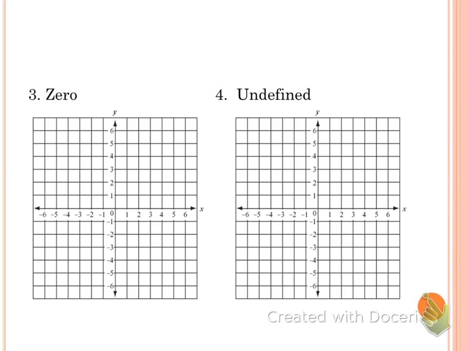Okay, the other two are 0 and undefined. We saw these a little bit yesterday when we were calculating slope. For a line to have 0 slope, or a slope of 0, it is going to be straight across horizontal. And it doesn't matter where on the graph that it does that, but it will be a horizontal line somewhere on your graph, completely horizontal.